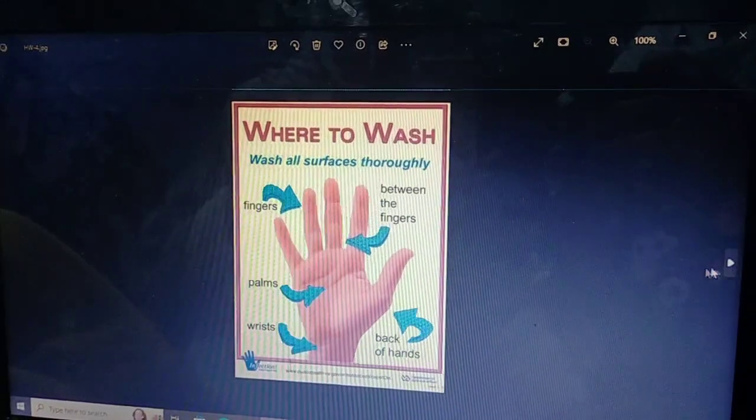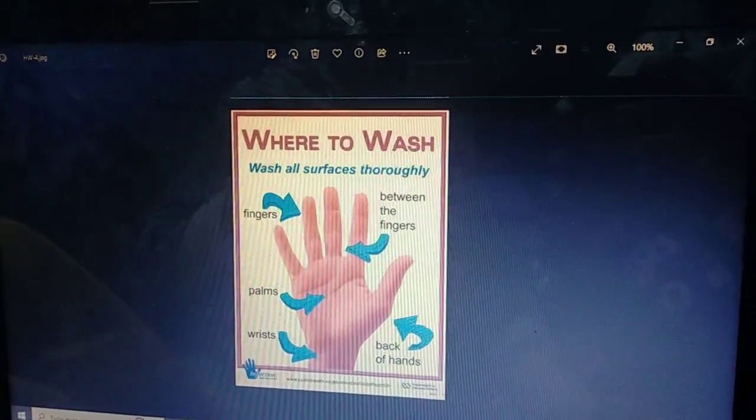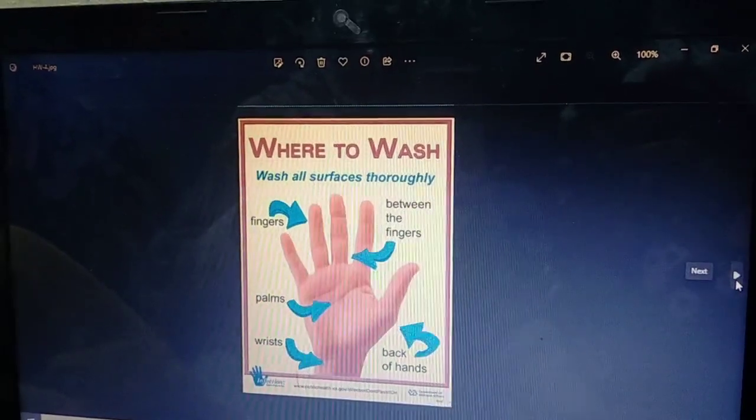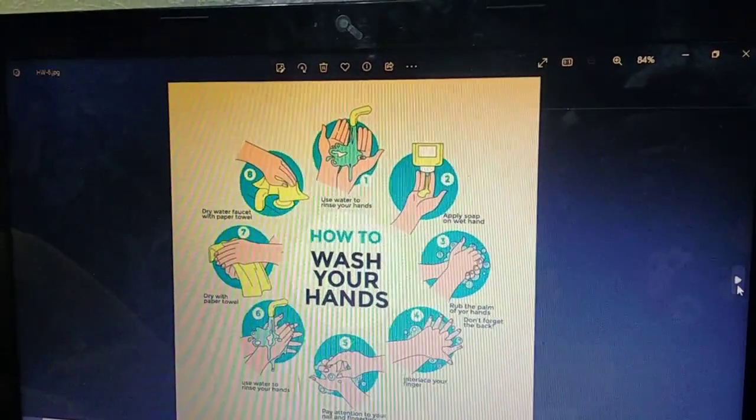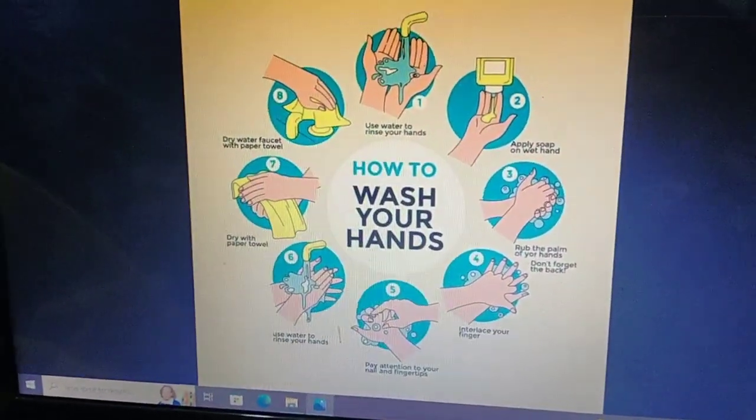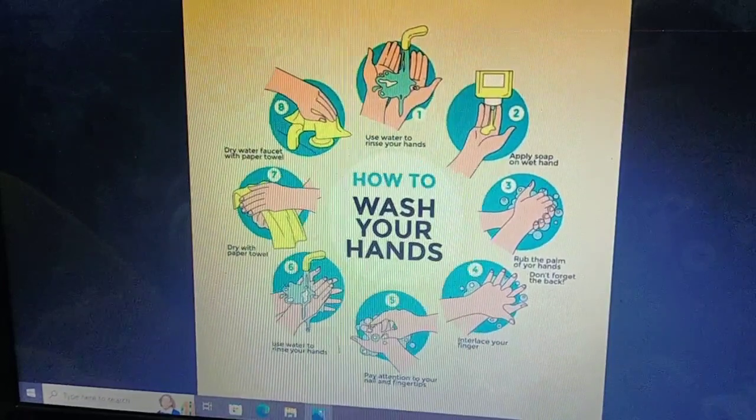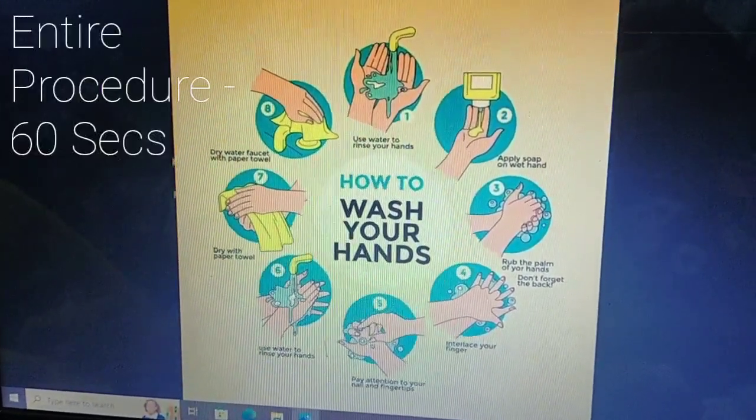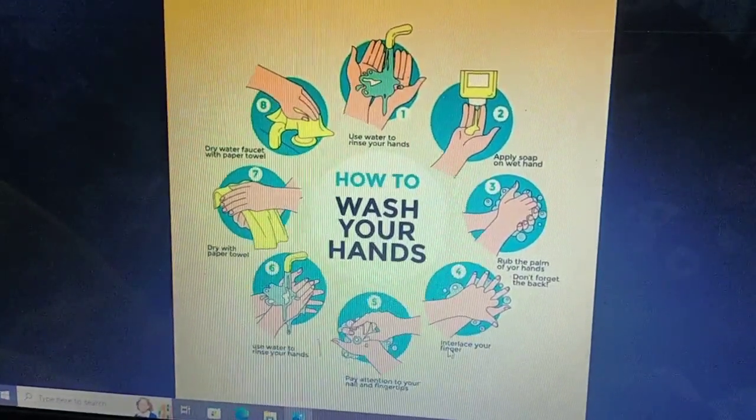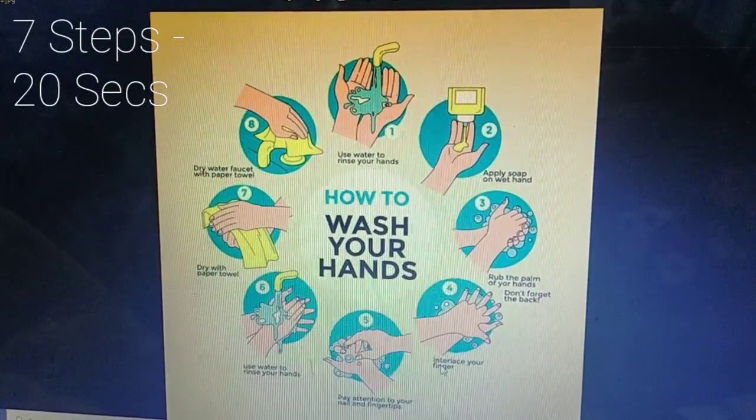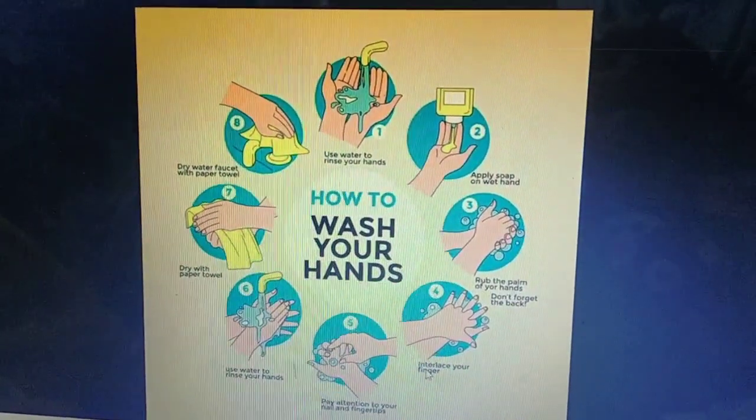To make sure that all the areas of our hands are thoroughly cleaned, WHO has recommended 7 steps of hand hygiene. Okay, so these are the 7 steps of hand hygiene, as you can see here. The entire procedure of hand hygiene takes 60 seconds, and these 7 steps take 20 seconds. Okay, so to assure that our hands are clean for providing patient care, we have to follow these 7 steps.